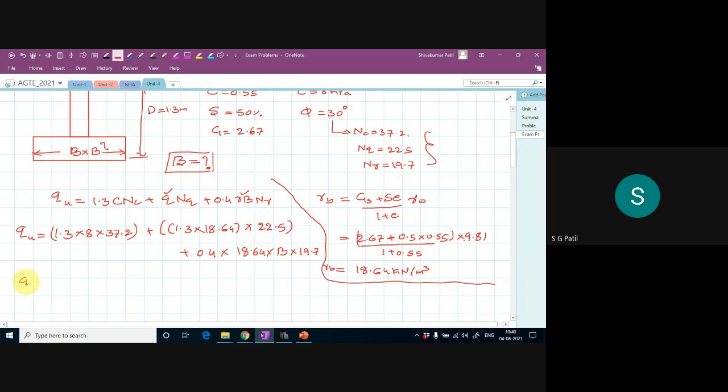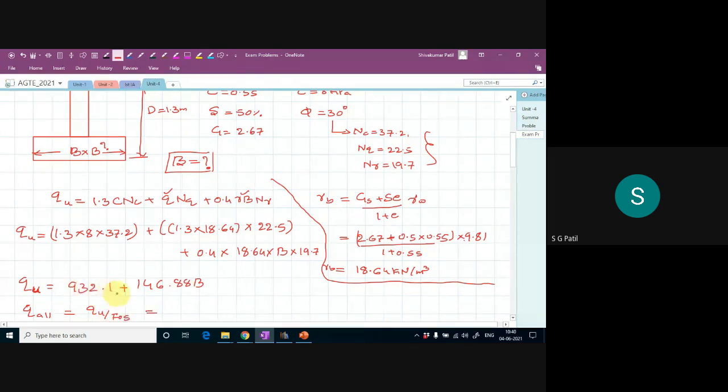So Qu is equal to, if you calculate these two parameters, 932.1 plus 146.88 B. Okay, so this is the ultimate load. What is Q allowable? This is Q ultimate, Qu. So Q allowable is equal to this Q ultimate divided by factor of safety.